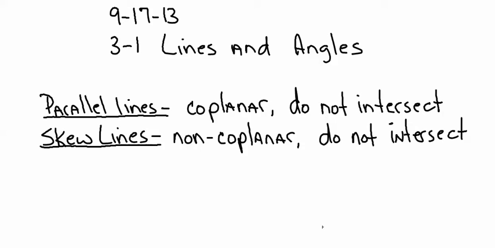So parallel and skew lines do not intersect, agreed? They've got that in common. The difference is parallel lines are coplanar. They're in the same plane. And skew lines are not in the same plane. Okay? And we'll draw a picture of it in a minute, and hopefully it'll make more sense.